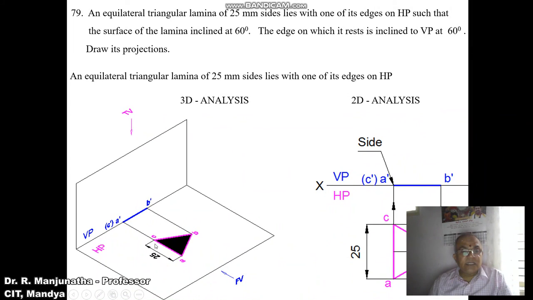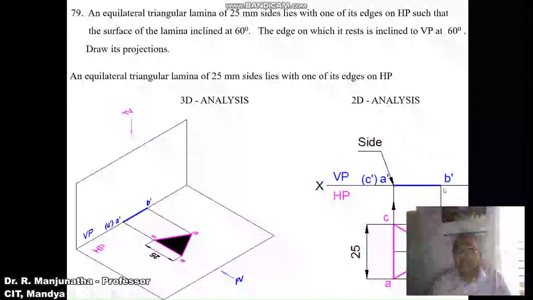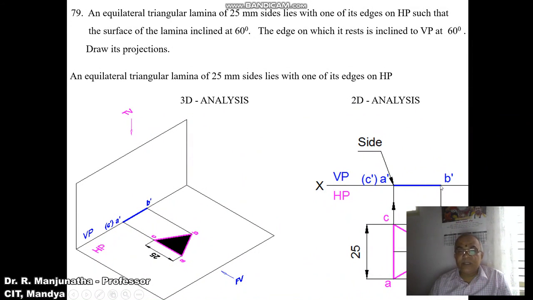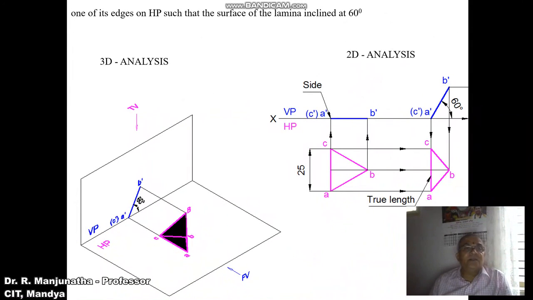So this AC is the side on the left, which is A dash C dash. This point is going to be the corner point. Now as it says, it is resting on one of its edges on HP, so it should rest on A dash C dash. Now we can see here in the second position, AC is resting on HP, such that the surface makes an angle of 60 degrees with respect to HP.